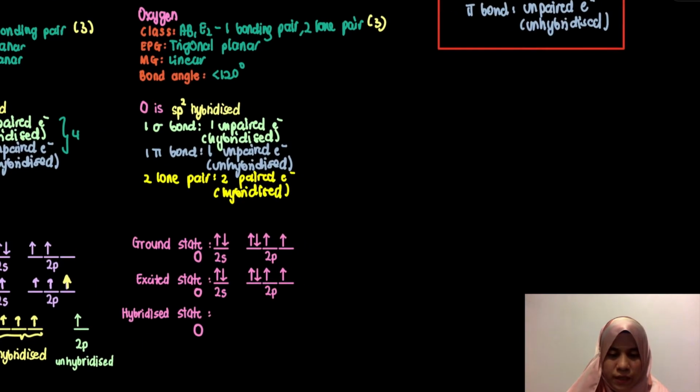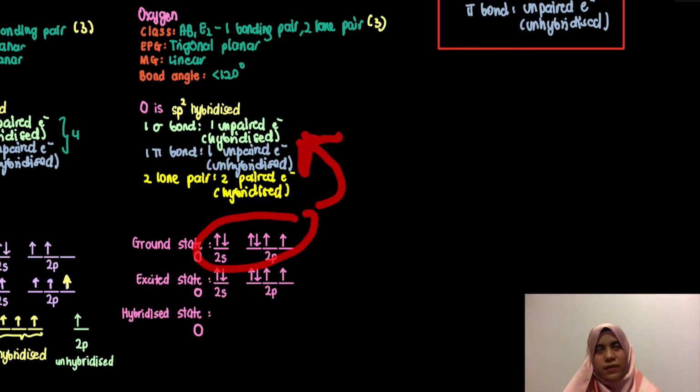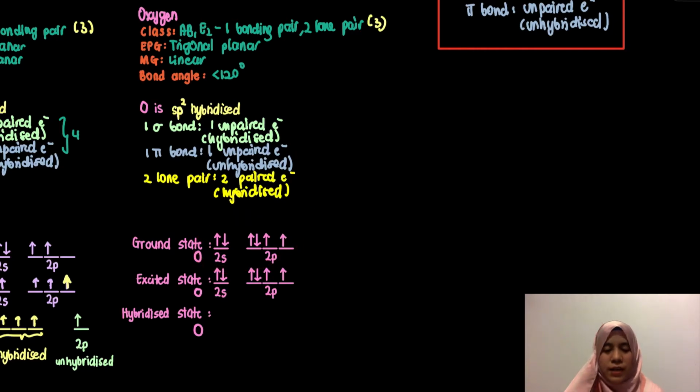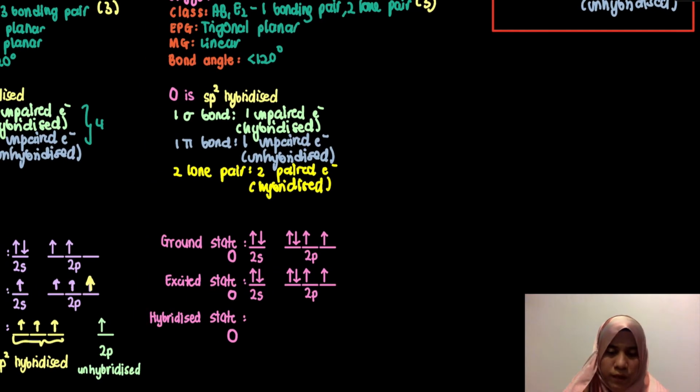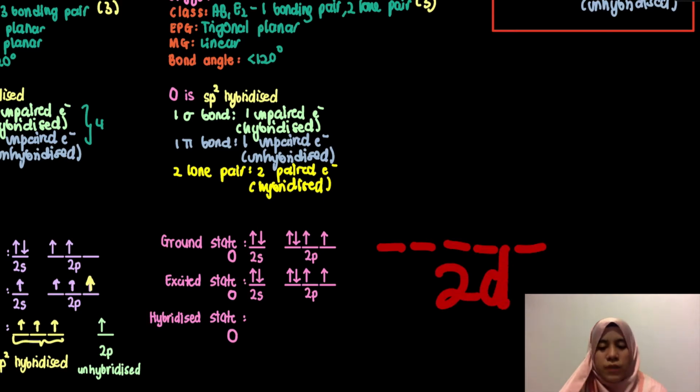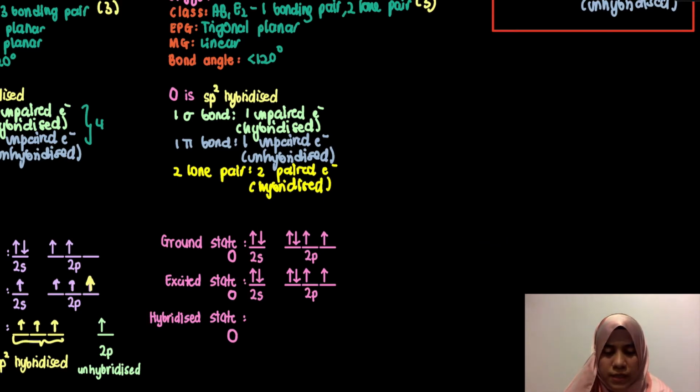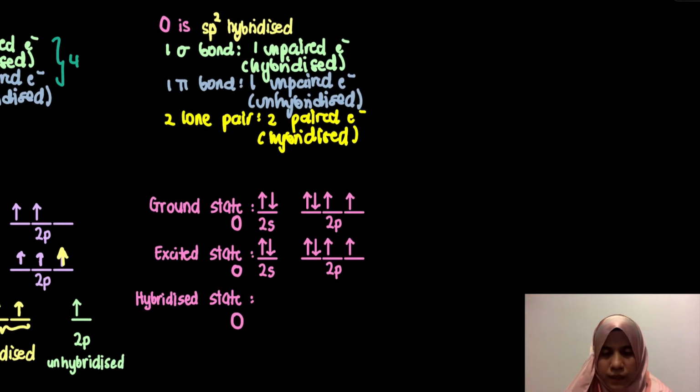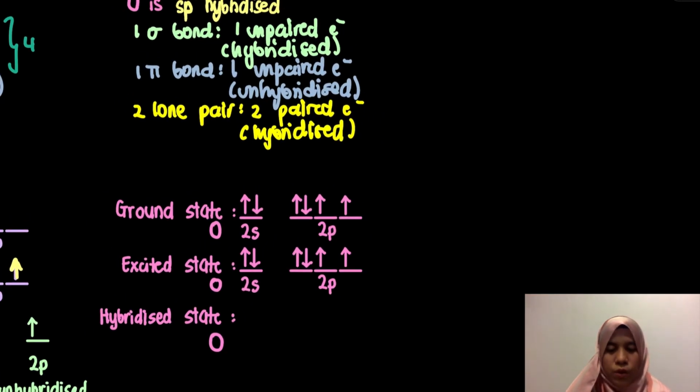Our ground state is the same as what we want in our excited state and what we want in our hybridized state. So for this one, just copy paste. It's the same, no need to do anything, because now it has 2 lone pairs, which is exactly what we want. So we don't have to excite anything. Besides, we do not have any empty 2d orbital. Okay, so how about our hybridized state? Our hybridized state will be sp2. So sp2 still uses 1, 2, 3. So what I'm going to do is this.